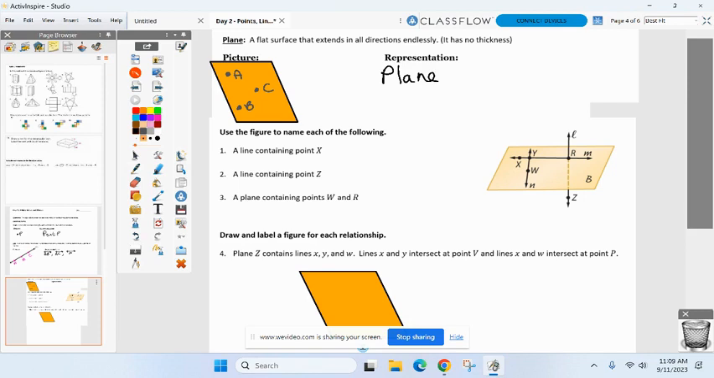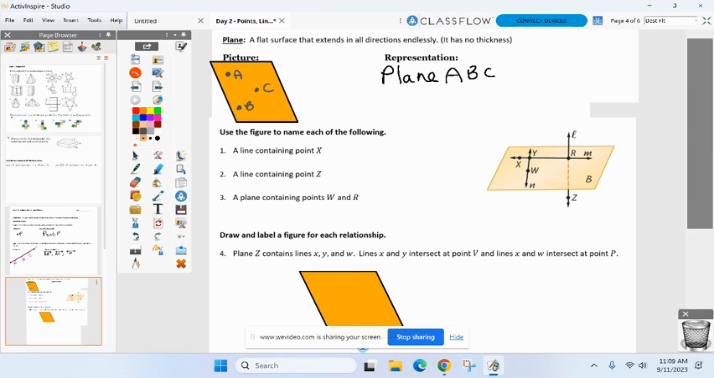Now, how many points do you need? 3. But, listen, those 3 that you pick cannot form a line. So does everyone agree if I connected A, B, C, does that form a line? Absolutely not. So you have to have 3 points in the plane, but those 3 points you pick cannot form a line. So I could call this plane ABC. You have to give me 3 points that don't form a line.